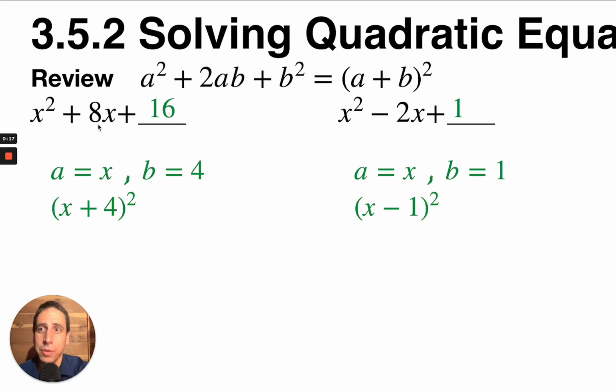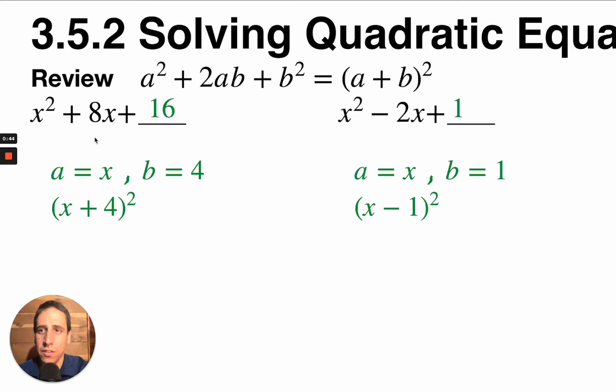Because here's an incomplete square. This is x squared plus 8x plus, and I don't know. It's a blank. In order to complete this square, you have to have a 16. If you wanted something in perfect square trinomial format, a squared plus 2ab plus b squared, and you wanted to figure out what this b squared value was, it would be 16.